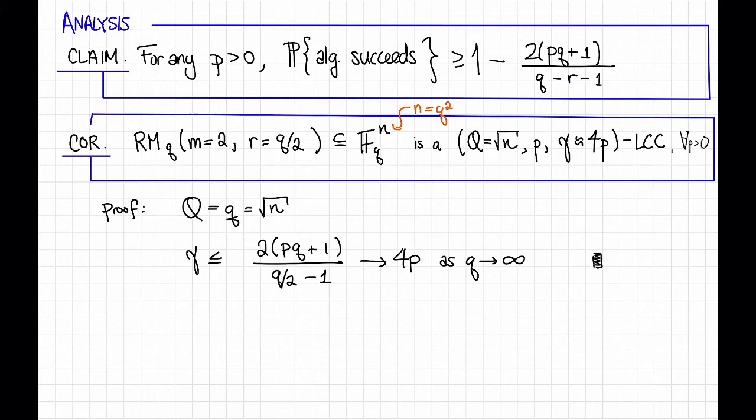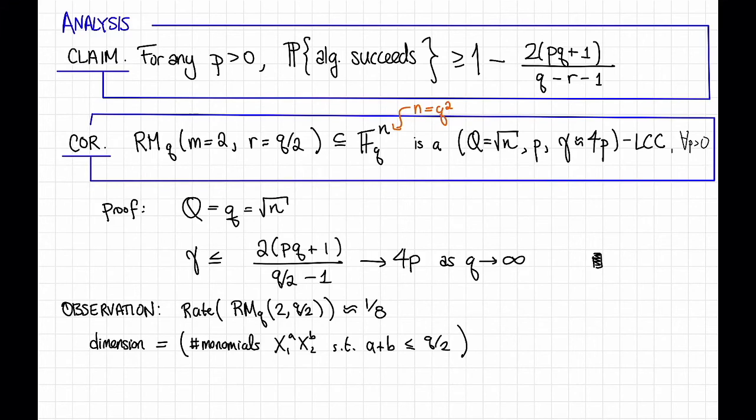Let's notice also that the rate of this code is constant, as opposed to exponentially small like it was with the Hadamard code. In particular, I claim that the rate is about 1/8. To see why, let's notice that the dimension is the number of monomials x1 to the a, x2 to the b, so that a plus b is at most q/2.